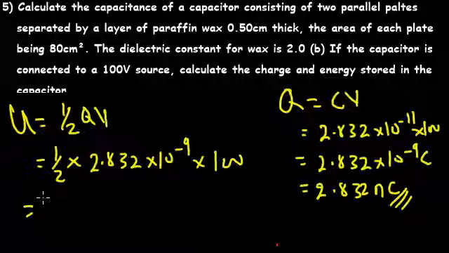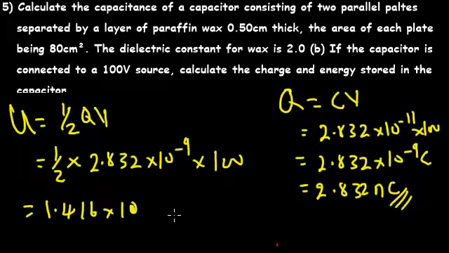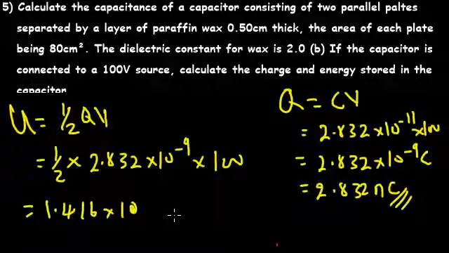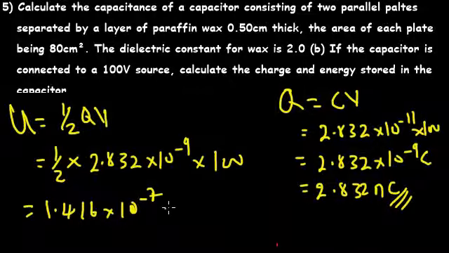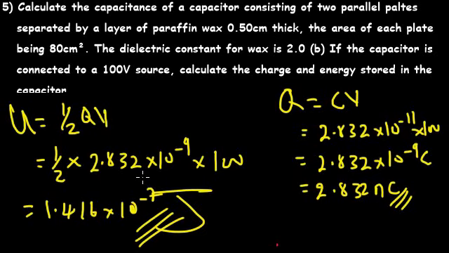So fraction 2.832 times 10 raised to the power negative 9, multiplied by 100, then all the way down divided by 2. So I got 1.416 times 10. Well, the calculator does not give me standard form, so I have to count the zeros. So that's 10 to the power of negative 7. Perfect. So the energy, we have it in joules. And that's our solution to example number 5.